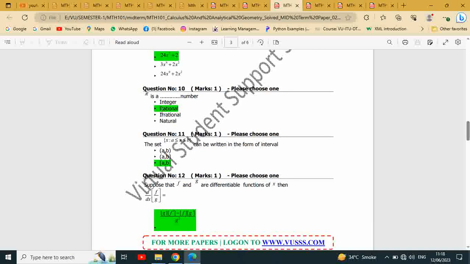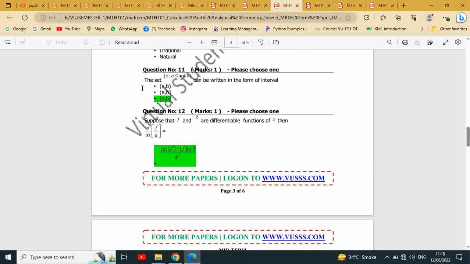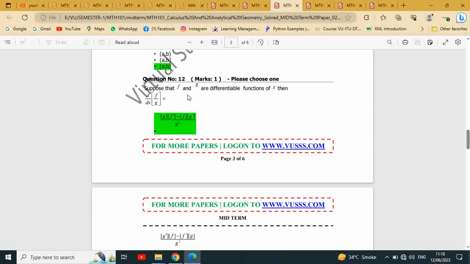Pi is a rational number. The set {x : a less than x less than b} can be written in the form of the interval (a, b). Suppose that f and g are differentiable functions of x, then d over dx of f by g is equal to (g f' - f g') divided by g squared.